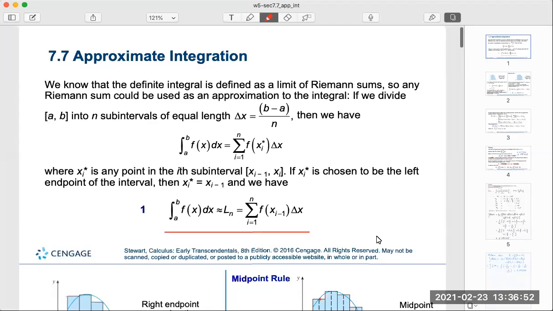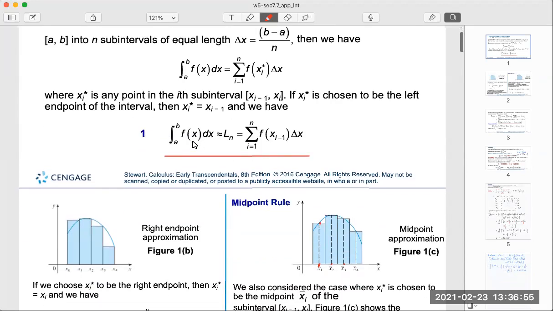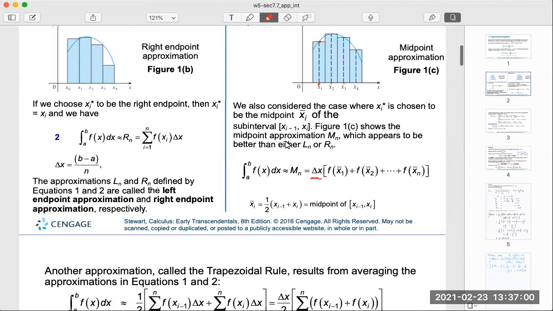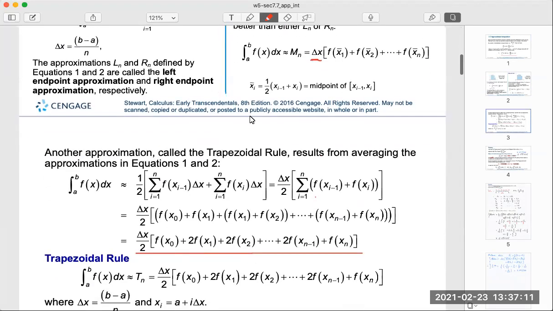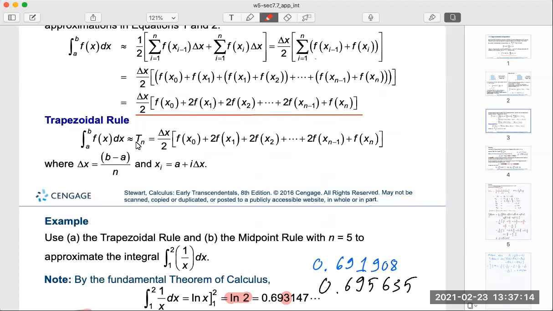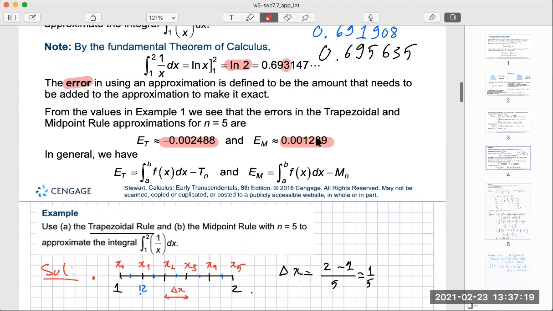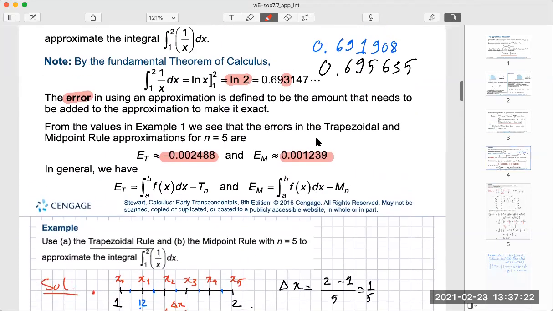Instead of computing the exact analytic form of the integral, we approximate it by some numbers. That can apply only to definite integrals, right? We study left endpoint, right endpoint, and trapezoidal rules to approximate an integral, and we study error estimation here. The error is the number that we add to our computation to make an exact solution.